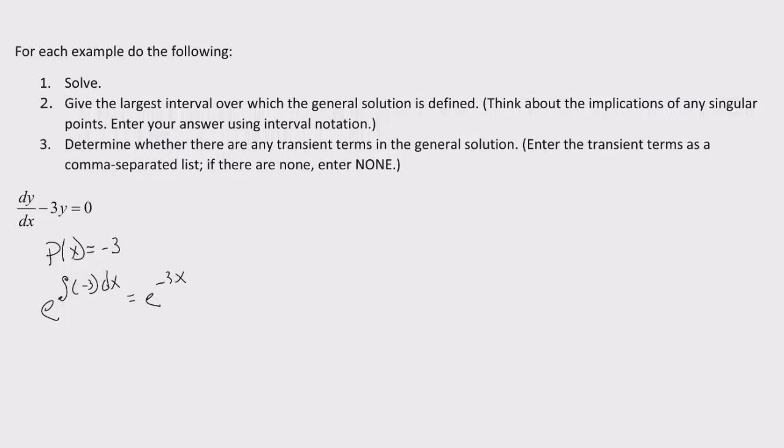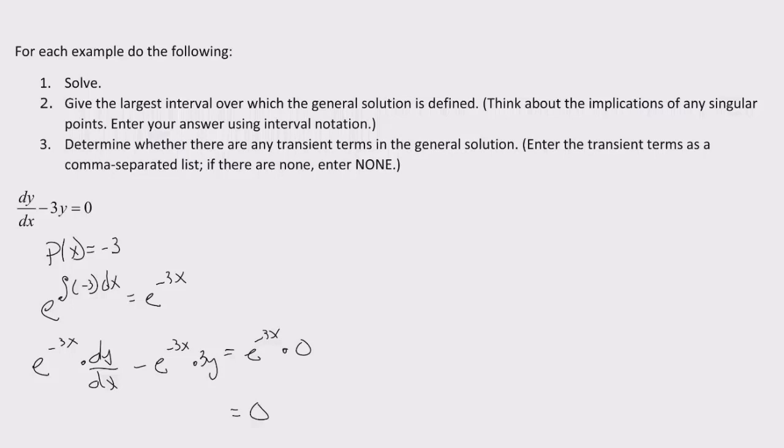Okay. Next is to take that integrating factor and multiply it by each term in the original equation. So e to the -3x times dy dx minus e to the -3x times 3y equals e to the -3x times 0, which is a nice boring scenario. Yay! So on the right side, we just get 0, so that was nice and easy.